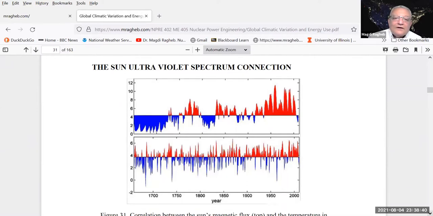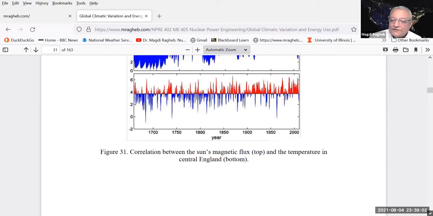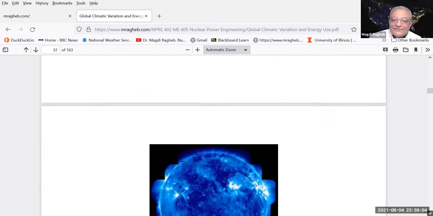Earth. There is a connection to the sun's ultraviolet spectrum. You could see here that there is a correlation, meaning that there is a one-to-one relationship between the sun's magnetic fields on the top here and the temperature in central England. So definitely there is some kind of effect of the sun on our Earth's climate.